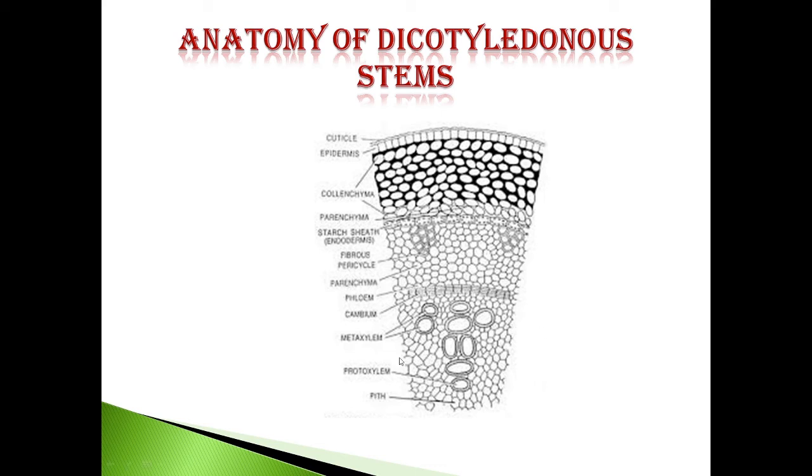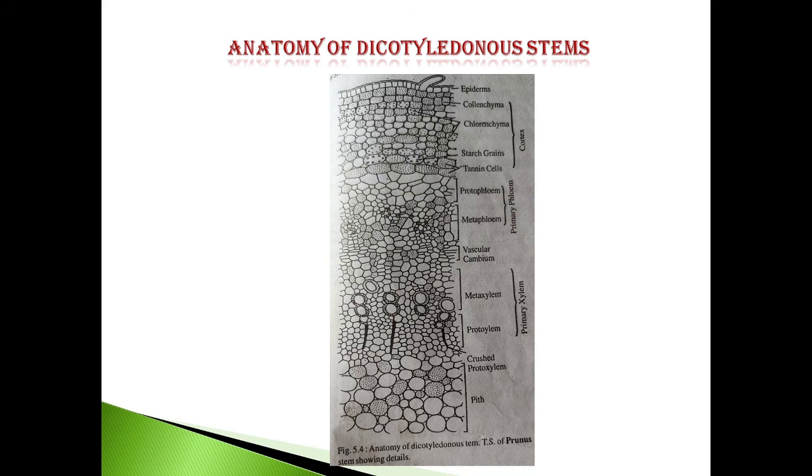The next is the phloem. This is the phloem region. The primary phloem of the dicotyledonous stem consists of three regions. Here is the phloem region, and this is the protoxylem and metaxylem. This is the primary xylem. Basically, protoxylem is towards the center and metaxylem towards the phloem.